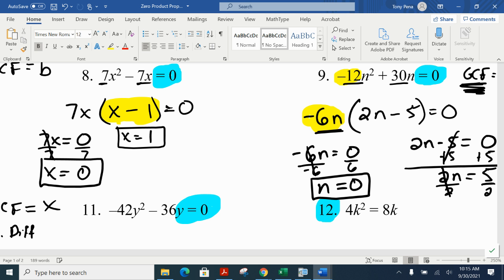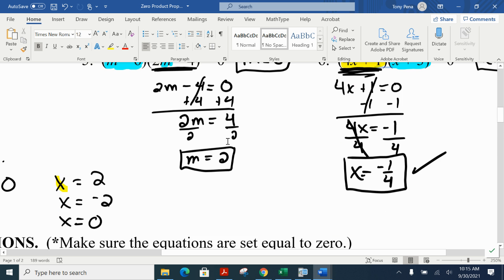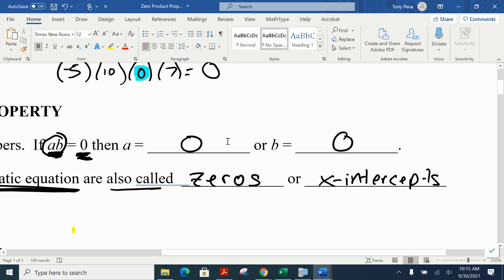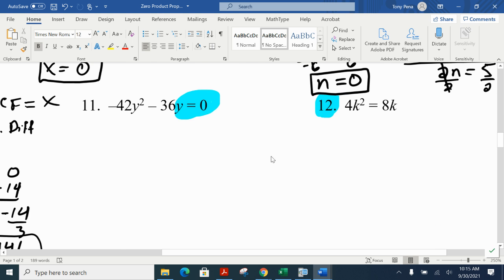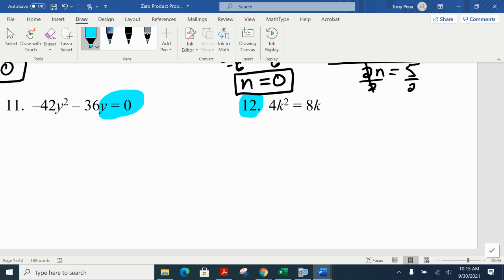If you look at number 12, is it set equal to zero? No, so the whole idea of the zero product property is, we go back to the top of this paper, we need to have our product set equal to a zero. And if we don't, we need to make it look like that. So when we go to number 12 now, if that's not set equal to zero, we need to make it set equal to zero.